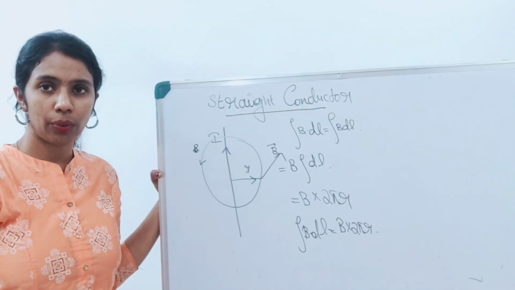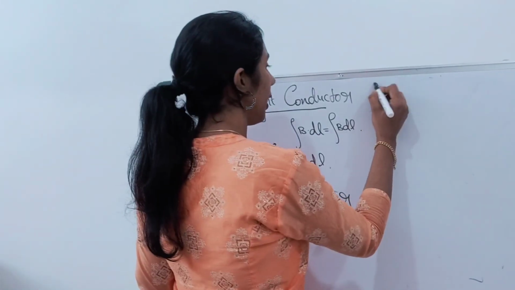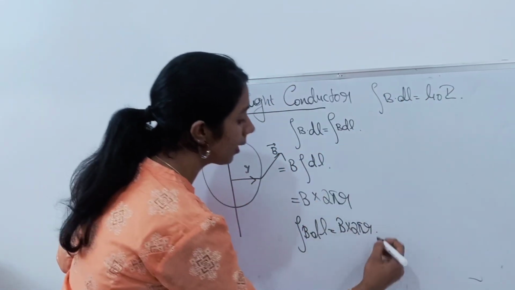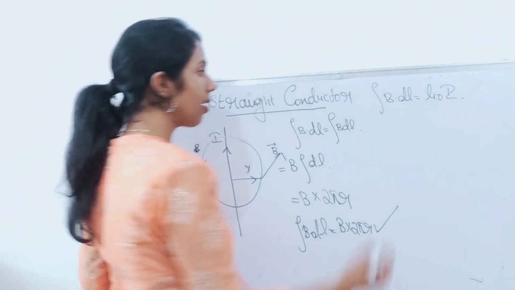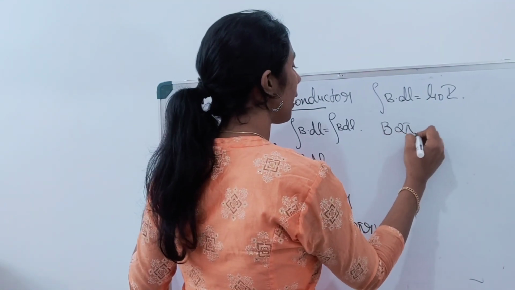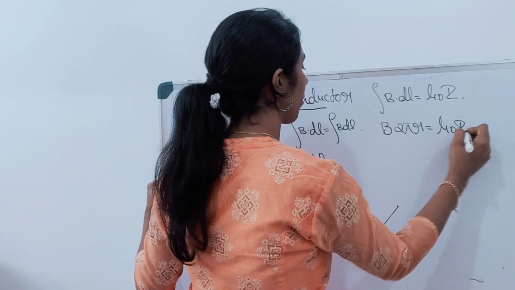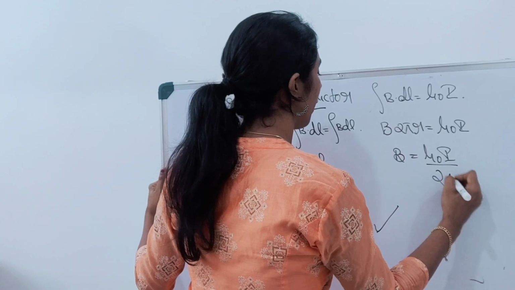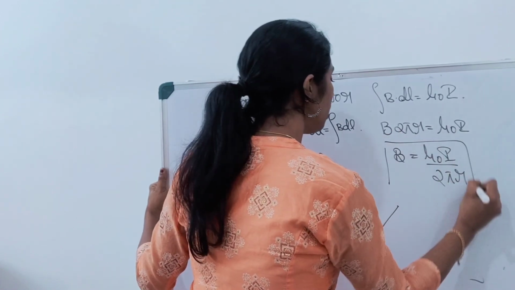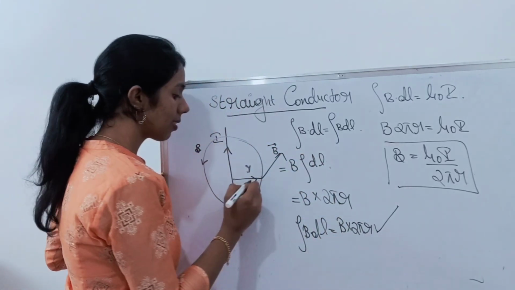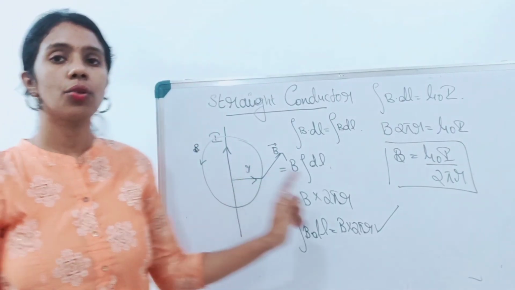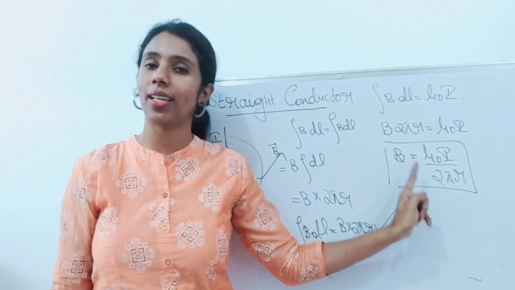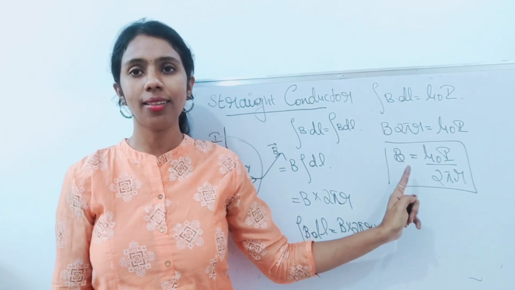Now we will apply Ampere's circuital law. Integral B dot dl is equal to mu0 I. Instead of integral B dot dl, I can write B into 2 pi r. So B into 2 pi r is equal to mu0 I, or B is equal to mu0 I divided by 2 pi r. Thus, we find the magnitude of the magnetic field at a distance r from a straight current carrying conductor using Ampere's circuital law, that is B is equal to mu0 I divided by 2 pi r, where r is the radius of the Amperian loop.